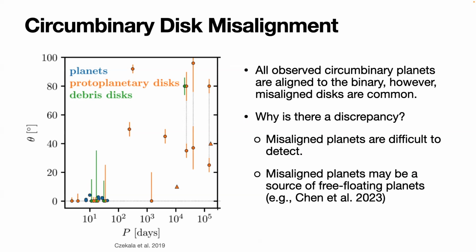There are two reasons. Misaligned planets are really hard to detect, even through transits or something like that. So they could be very hard to detect, or they could be a source of free-floating planets. What Cheng will talk about next is that these misaligned planets could be more prone to being ejected from these systems. So maybe that's why we don't see them. Okay?